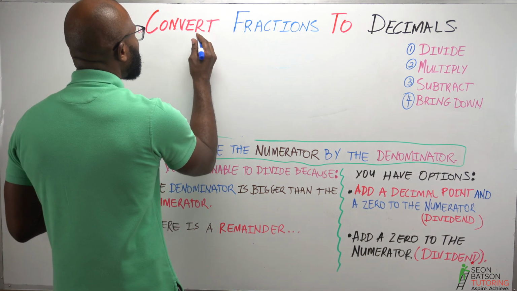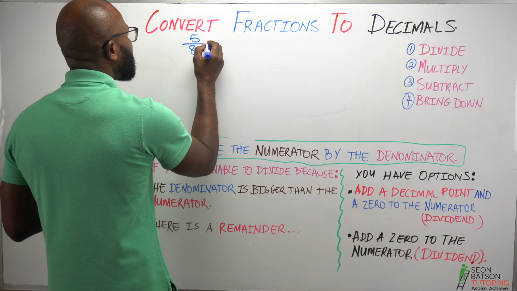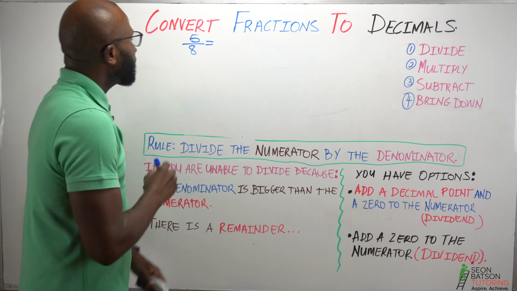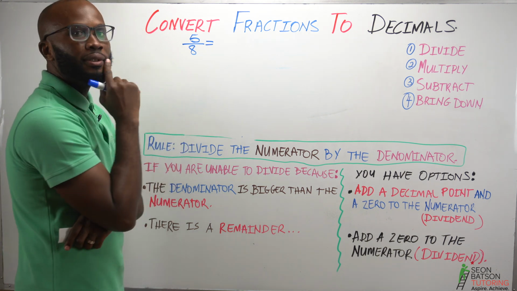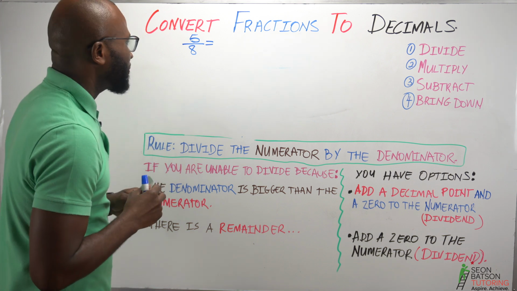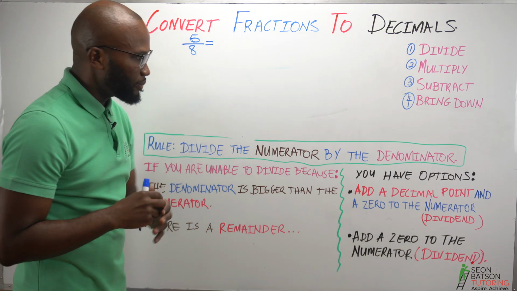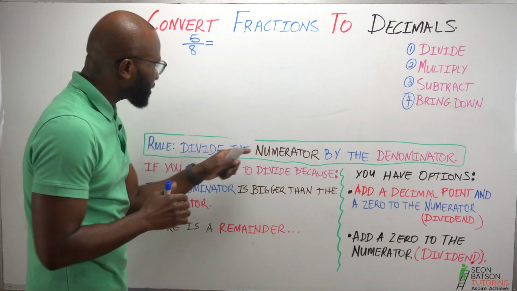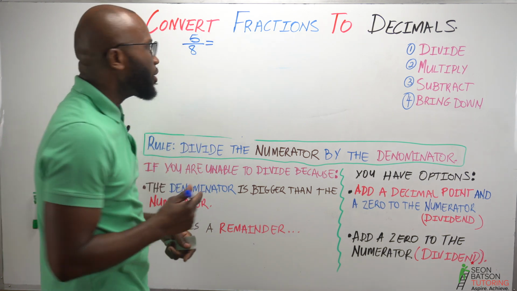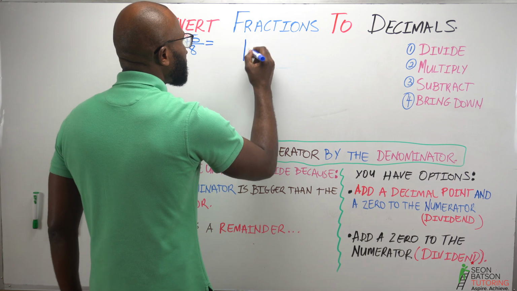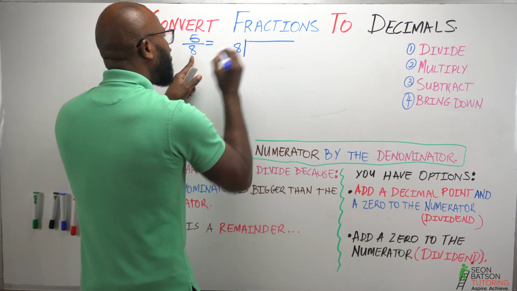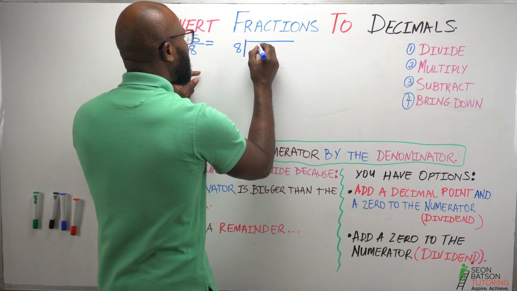Let's do 5/8. Look at this one here. We want to convert 5/8 to a decimal. So again, we are going to go by the rule. The rule says if you want to convert a fraction to a decimal, you will simply divide the fraction's numerator by the fraction's denominator. So, let's divide. Let's draw our house. After drawing your house, remember the denominator always goes outside and the numerator goes inside.